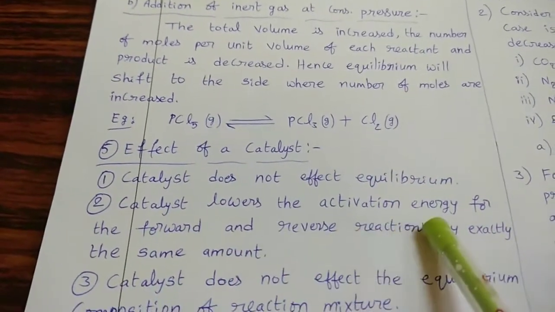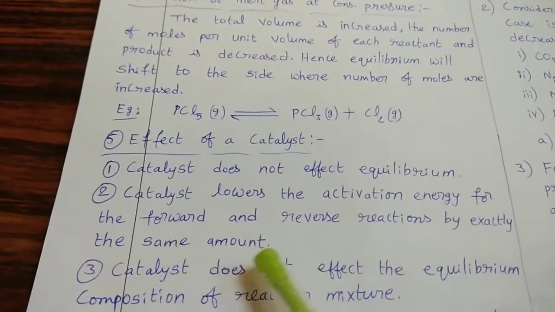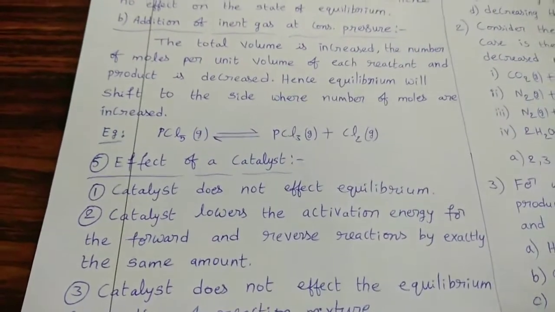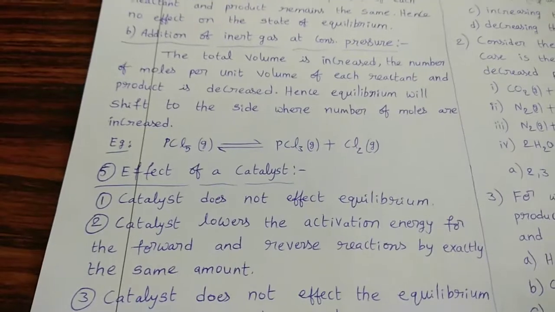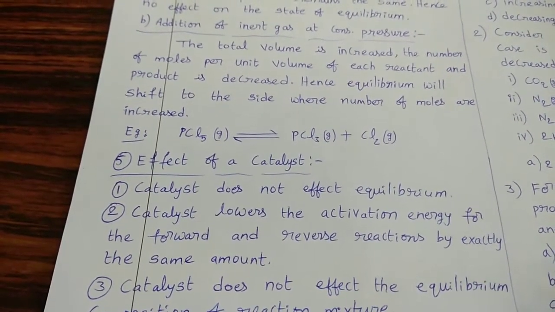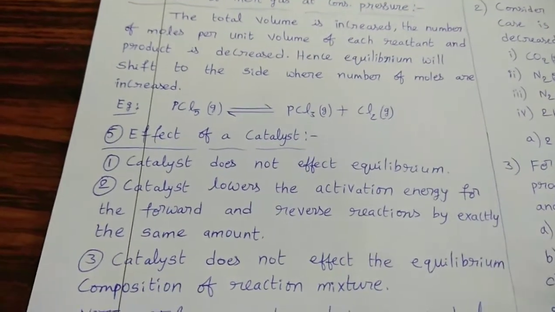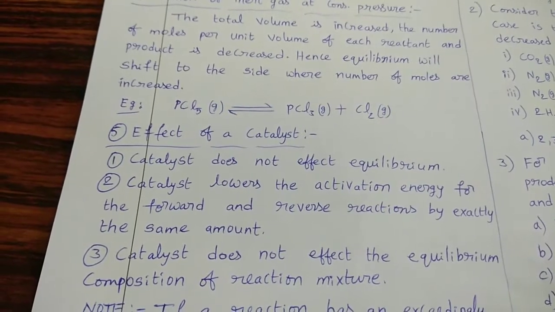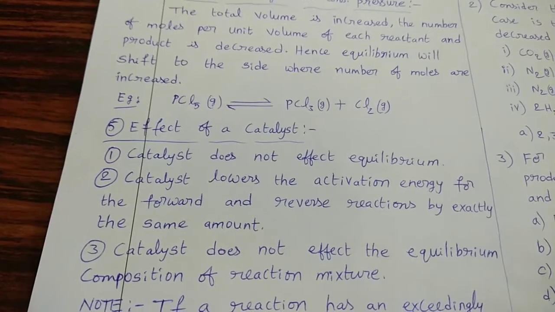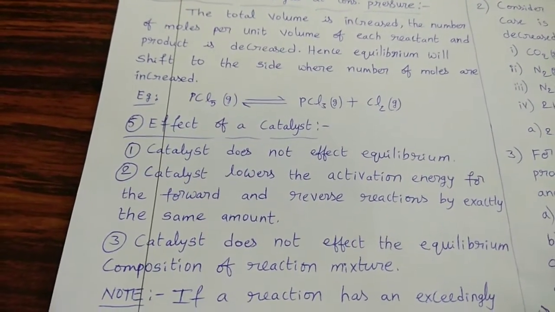Catalyst lowers the activation energy for forward and reverse reactions by exactly the same amount. Forward reaction activation energy, how much amount is decreased? Same amount of activation energy is decreased for reversible backward reaction also. That is the functioning of catalyst. So catalyst does not affect the equilibrium composition of reaction mixture. So this is the effect of catalyst in case of reversible reactions having equilibrium conditions.